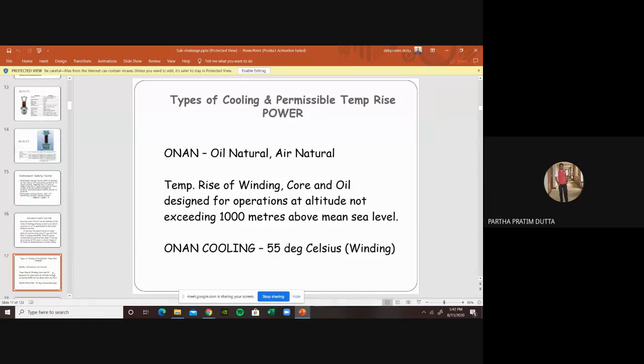For power transformers, we usually choose oil natural, air natural type of cooling. Temperature of winding, core and oil is designed for the operation, and altitude not exceeding 1000 meters above the mean sea level. That is the usual standard design procedure of a transformer. That's why we procure or purchase a transformer keeping all these views in our parameters. And the cooling is 55 degrees Celsius for winding.